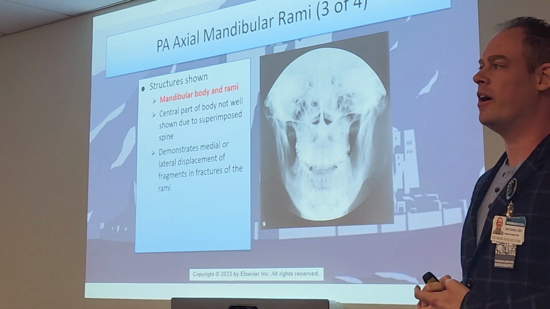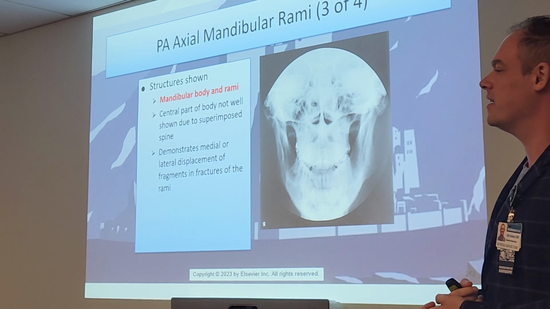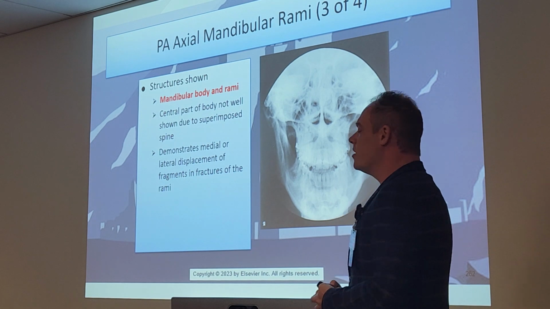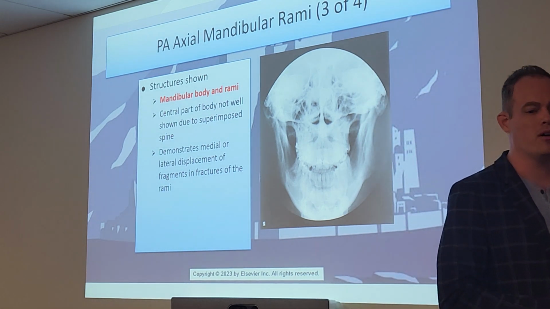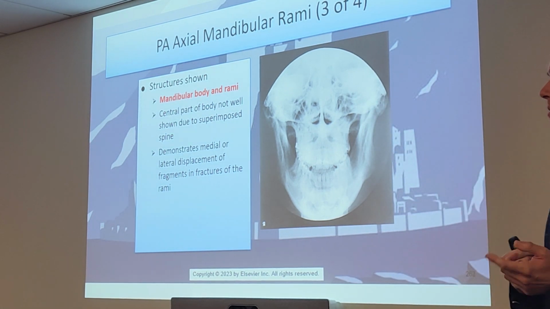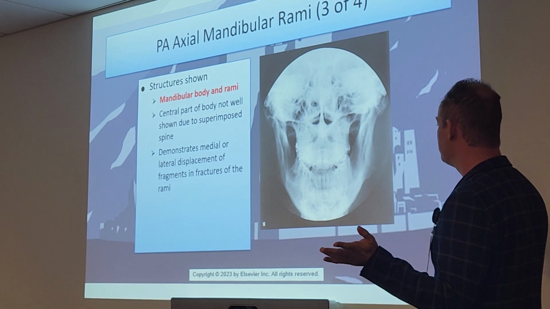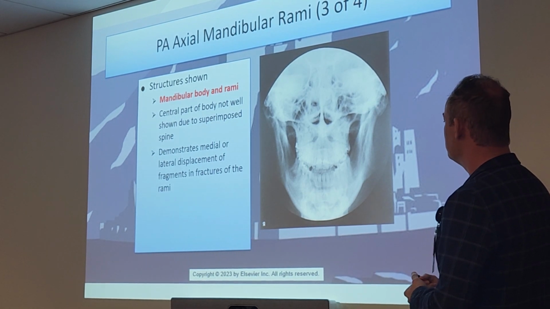So what are we looking at? Well, it's in the name once again. We're looking at the body and the rami. We're elongating those in particular. The central part of the body will still not be seen well because it's superimposed. Thus why we're going to do a specific position for the body coming up. And if there's lateral displacement fractures, same as the other position, we're going to see them in a little bit better visualization on this view.